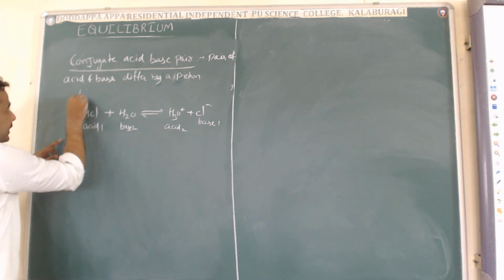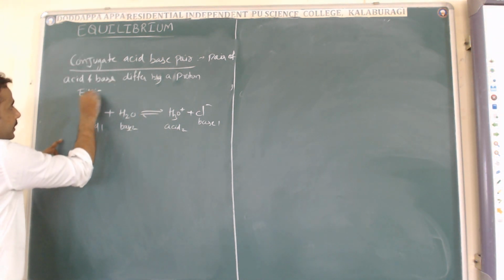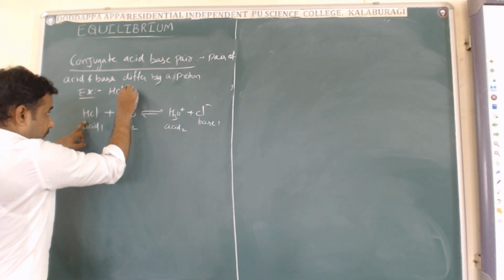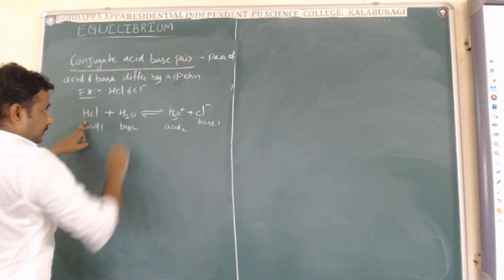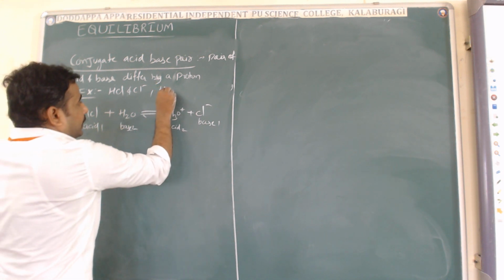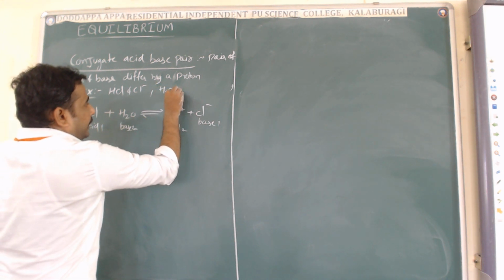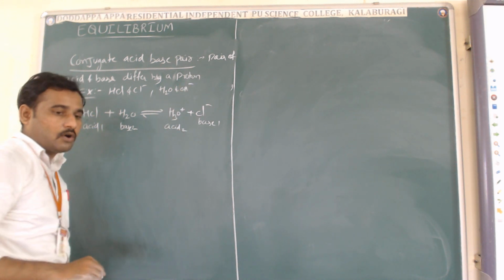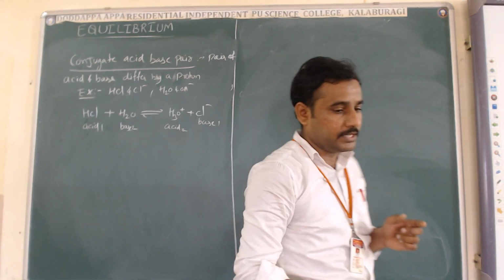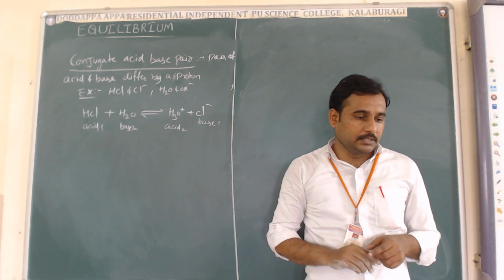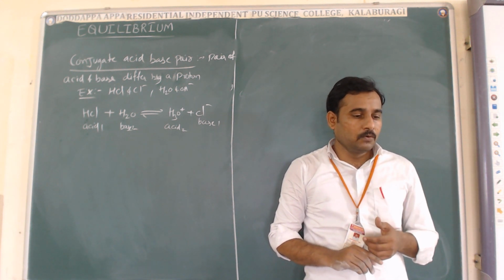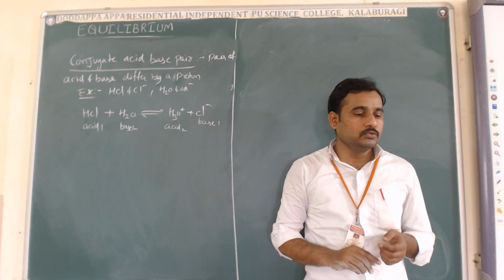By seeing the reaction you can write the example here. HCl and Cl minus are a conjugate acid base pair. Another one, H2O and OH minus, are also a conjugate acid base pair. So these are what we call conjugate acid base pairs. What is the meaning of conjugate acid base pair? They differ by only one proton. The pair of acid and base differing by only one proton, that is what we call a conjugate acid base pair.